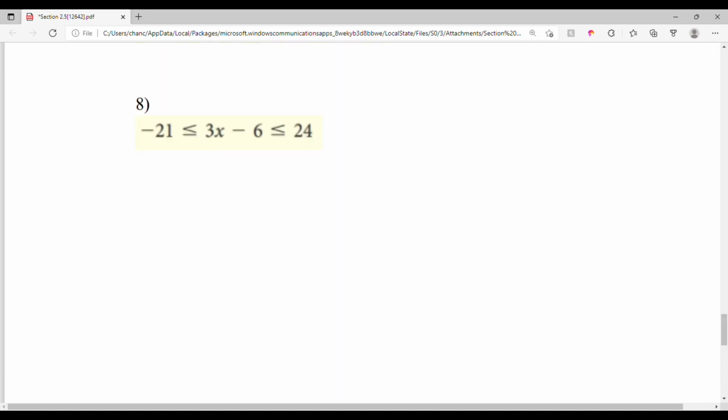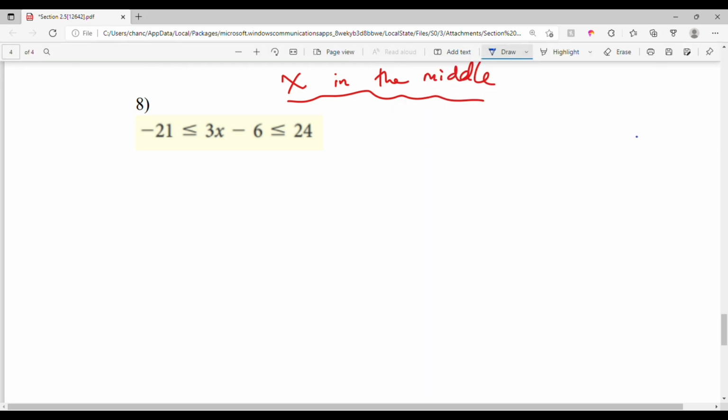Question 8 is also a compound inequality, but there is no or in this compound inequality. There's just two inequalities mashed together. This is the only case where we want the x in the middle. I want to have that x in the middle if you see a compound inequality without the word or between. So this is a compound inequality without or. I call these traps because our solution is going to be trapped between two values. So let's trap the x in the middle.